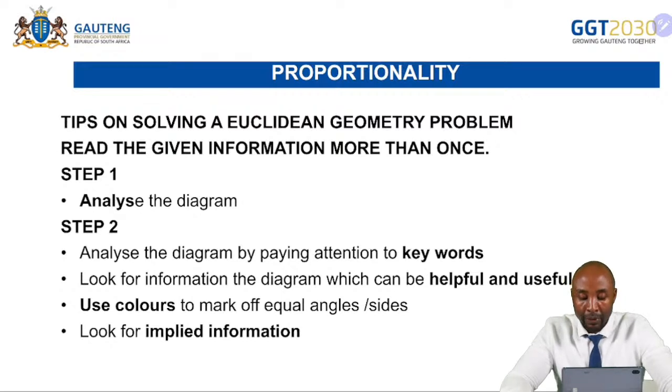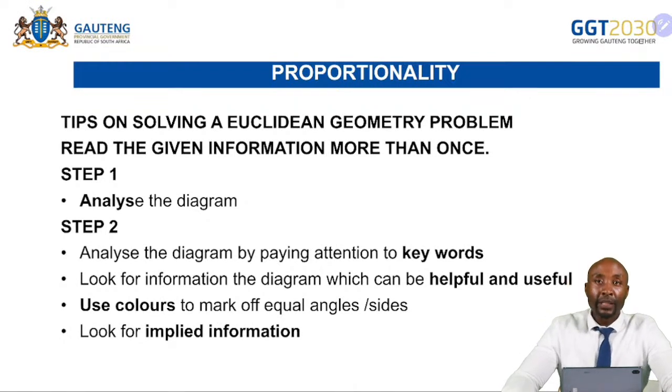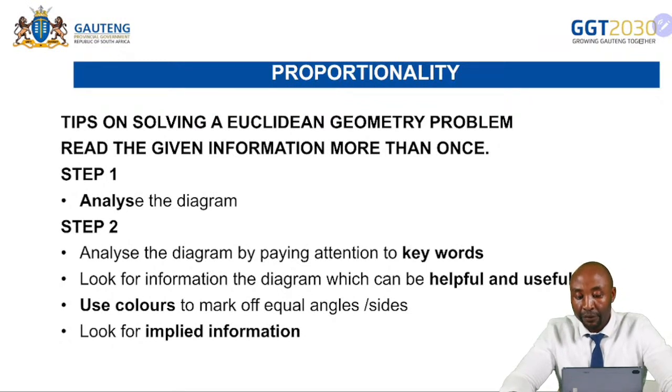And once you are able to identify the theorems, the reasons become easy for you to answer the questions correctly. If you have colors, you can use colors to mark off equal angles, equal sides. If parallel lines are not indicated, you indicate your parallel lines as you move forward. Also, look for implied information.